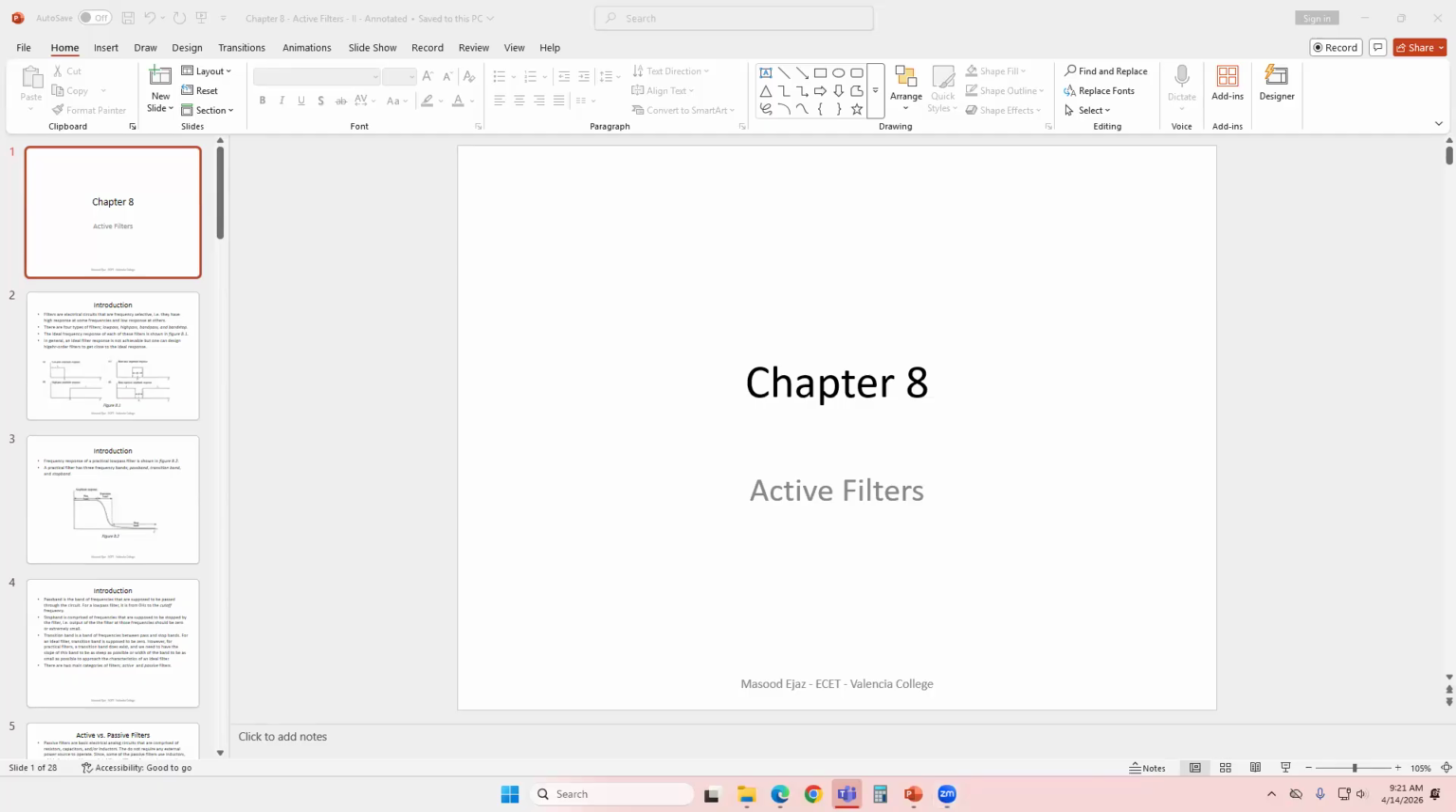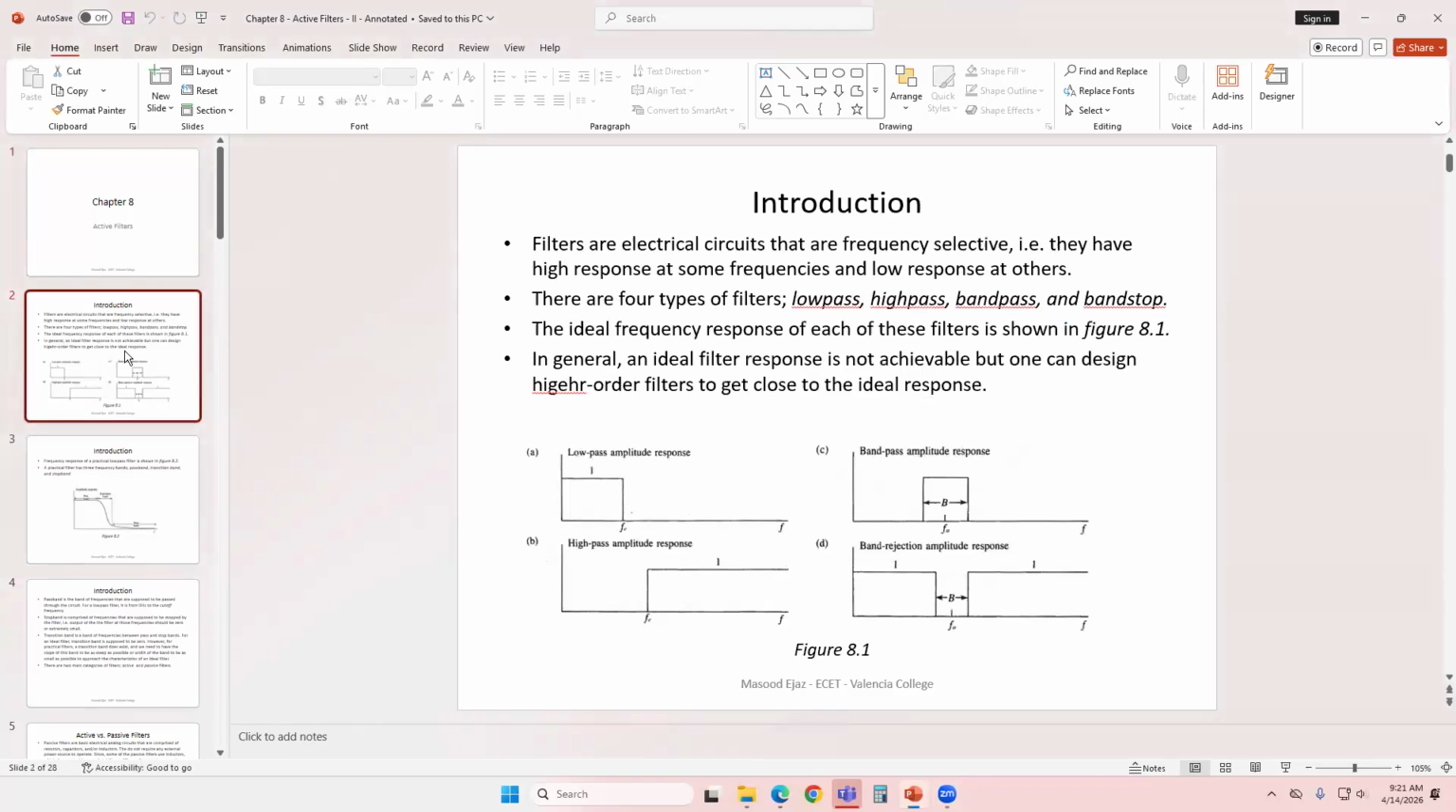So chapter number 8 is our last chapter that we are going to discuss, and this deals with filters and specifically active filters. You guys have worked on filters before in circuit analysis, of course. We have worked on filters in signal processing, digital filters. Now we are going to look at active filters.